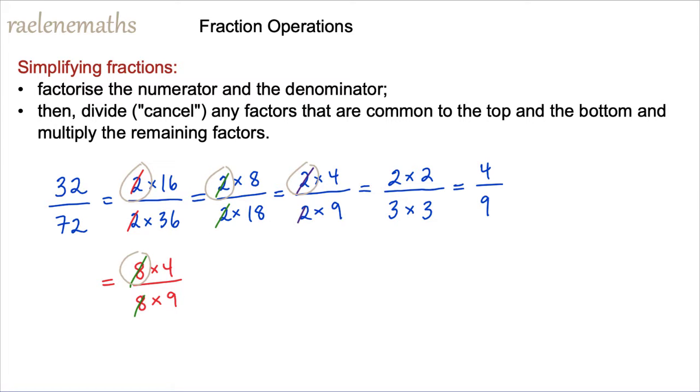And then if we continue, we can see that the 4 over 9 again is 2 times 2 over 3 times 3, and because we don't have any common factors, we now know that our final answer should be 4 over 9.